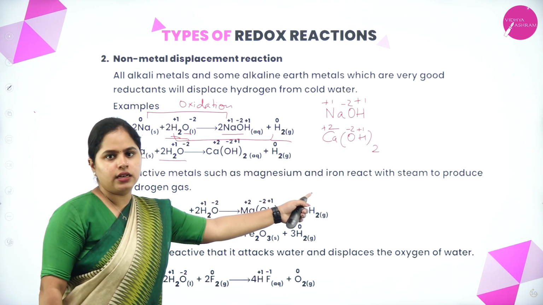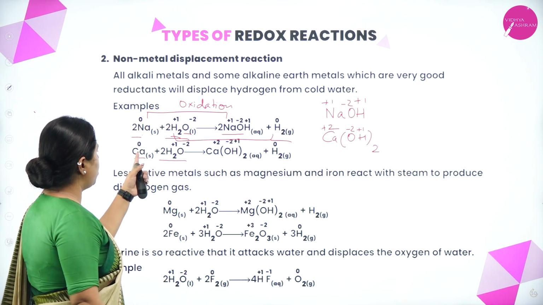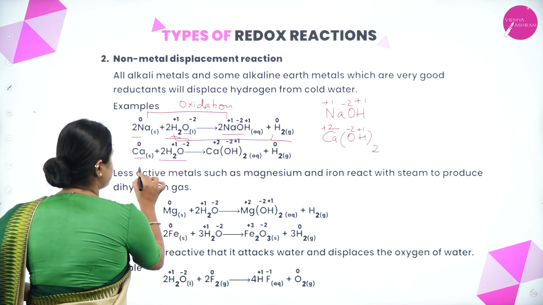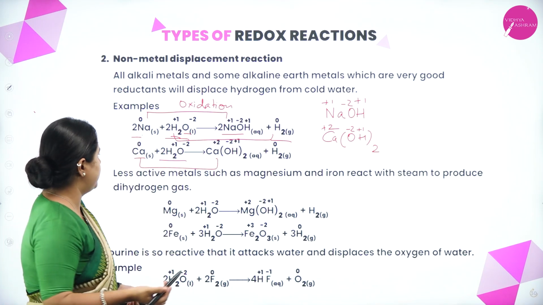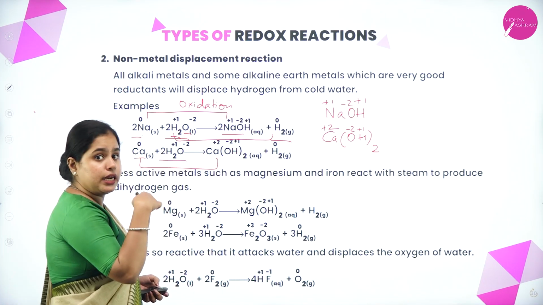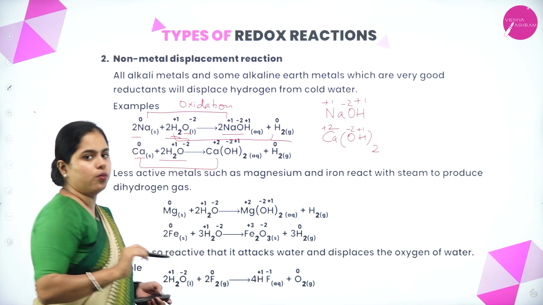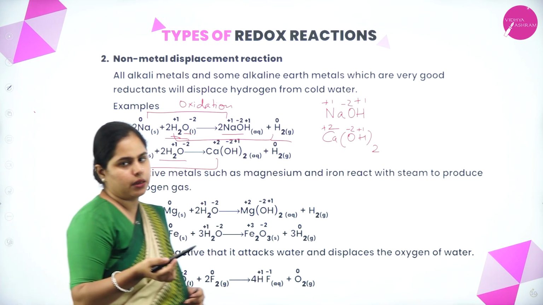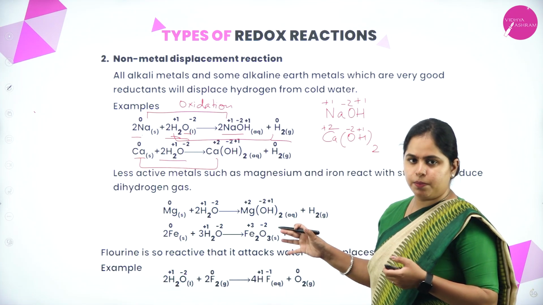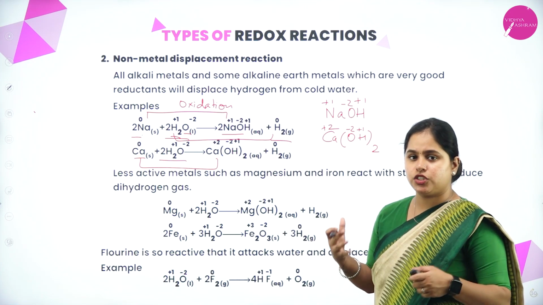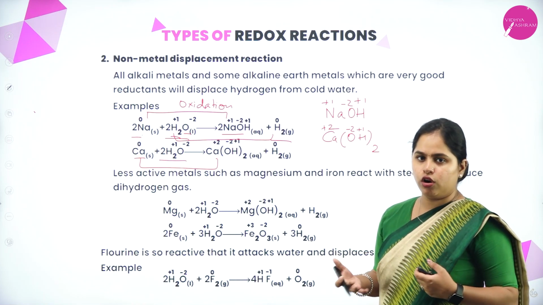Now hydrogen again is 0. So calcium, what happens from 0? It has increased to +2. So it is oxidation. And for hydrogen it has reduced from +1 to 0. There it is reduction which is taking place. So I hope it is clear. These two examples were regarding good reductants which can replace hydrogen from cold water itself.